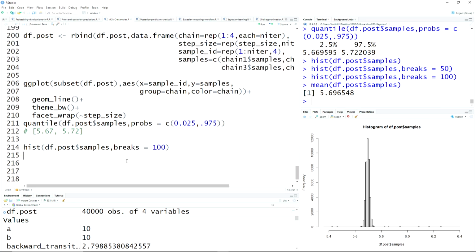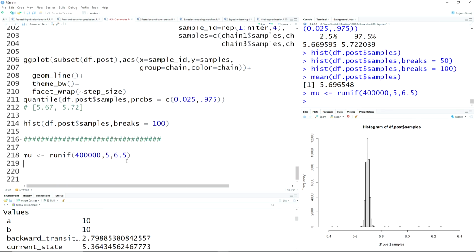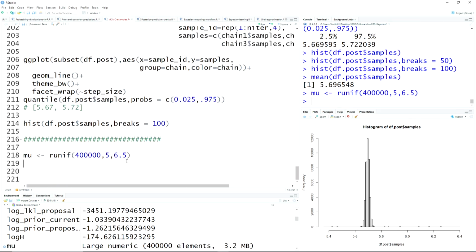Okay. So one thing we can do now is compare this with a posterior distribution estimated using grid approximation or importance sampling. So let us try this with grid approximation. So let me draw a lot of values of mu from, let's say, a uniform density. How many? Let's say 4 lakh. And between what and what? Let's say between 5 and 6.5. Okay, so 4 lakh values of mu between 5 and 6.5.